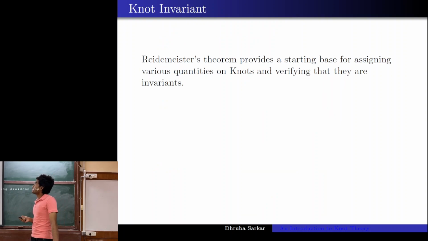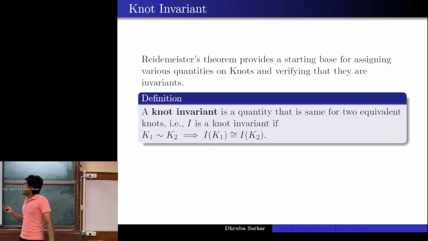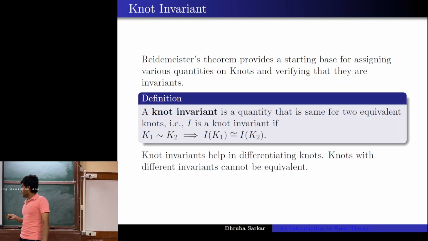Now this Reidemeister's theorem provides a starting base to define various knot invariants on knots. And these actually help us in differentiating various kinds of knots. So this is the definition of a knot invariant. I is called a knot invariant if K1 and K2 being equivalent implies I of K1 and I of K2 are the same or isomorphic. These knot invariants help in differentiating knots because if the invariants are different, that means the knots are definitely not equivalent.